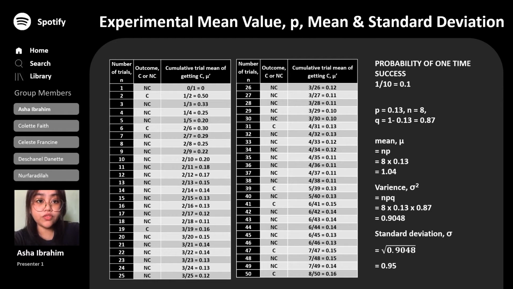Next, we used the formula mean is equal to n times p to obtain the mean value, which is 1.04. Moving on, we used the formula variance is equal to n times p times q to obtain the variance, which is 0.9048. And lastly, our standard deviation is 0.95.